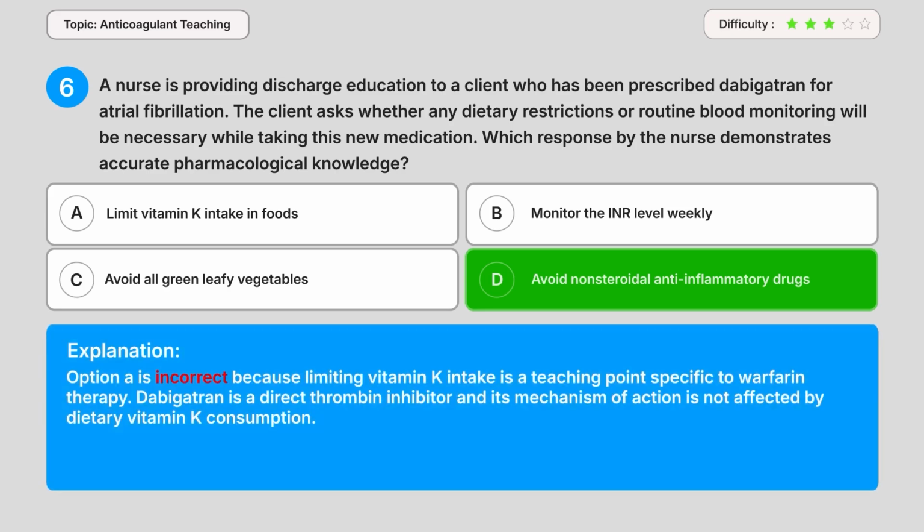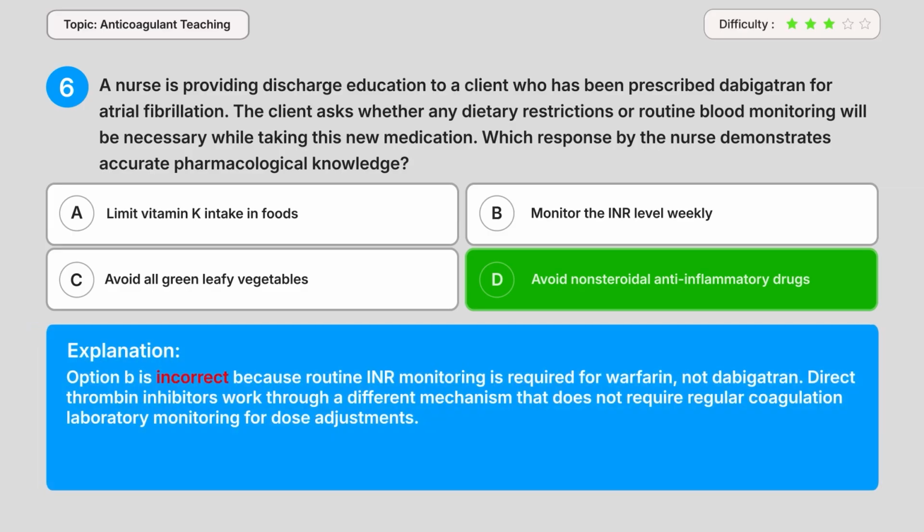Option A is incorrect because limiting vitamin K intake is a teaching point specific to warfarin therapy. Dabigatran is a direct thrombin inhibitor, and its mechanism of action is not affected by dietary vitamin K consumption. Option B is incorrect because routine INR monitoring is required for warfarin, not dabigatran. Direct thrombin inhibitors work through a different mechanism that does not require regular coagulation laboratory monitoring for dose adjustments.